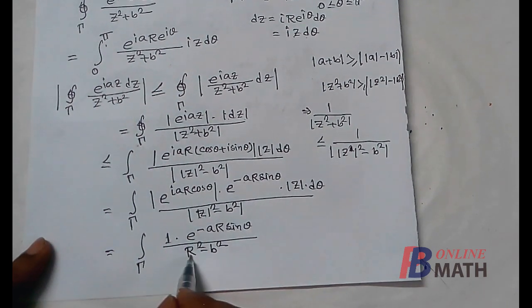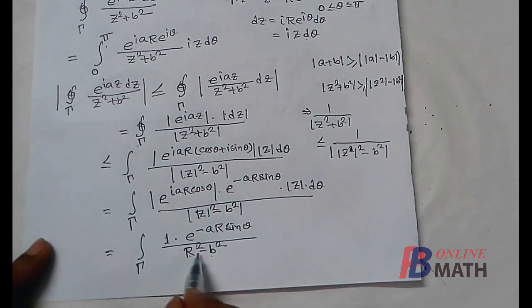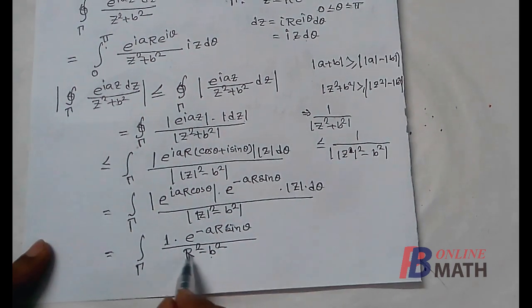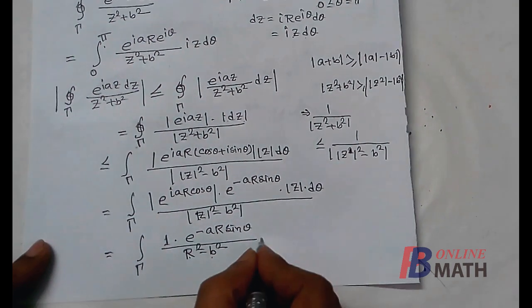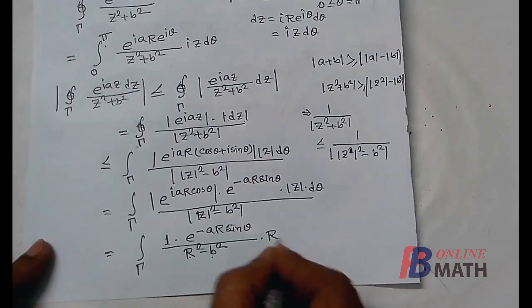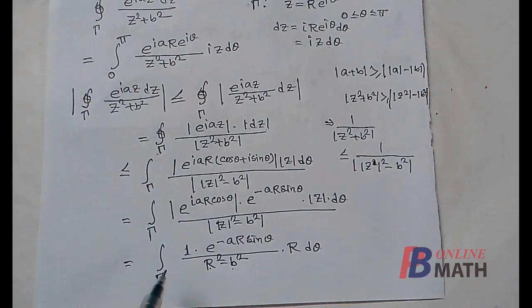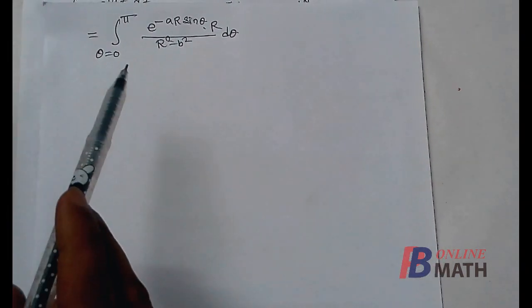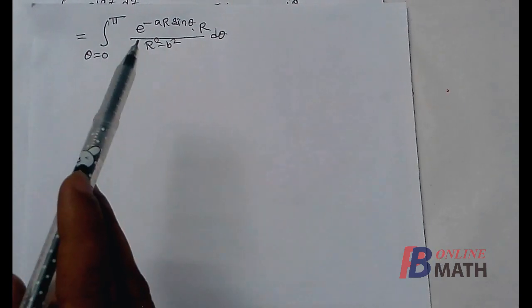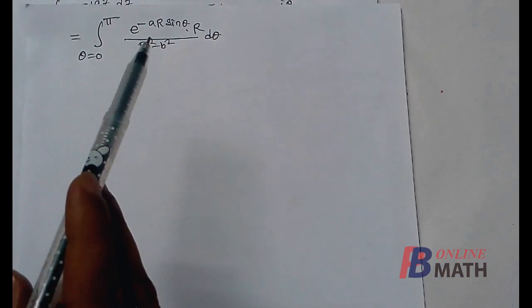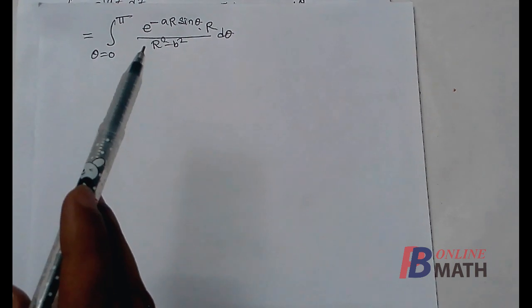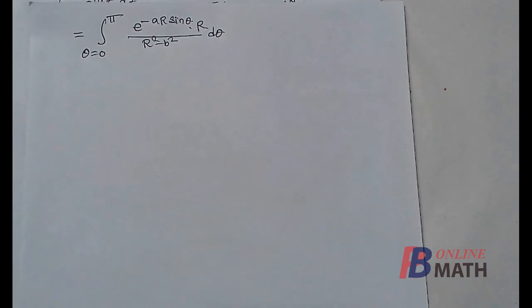Now capital R is greater than b, so no need to put modulus here, because R square is always greater than b square, into mod z is R dθ. Now if we replace the limit for theta, then we shall find that this is equal to integral of theta from 0 to pi, e to the power minus a R sin theta, into R divided by R square minus b square.